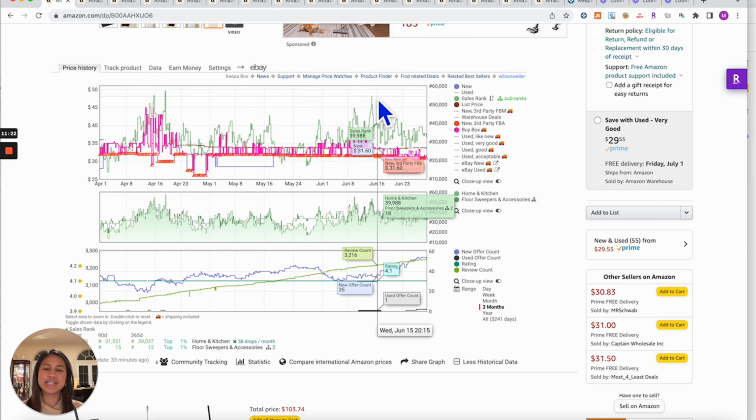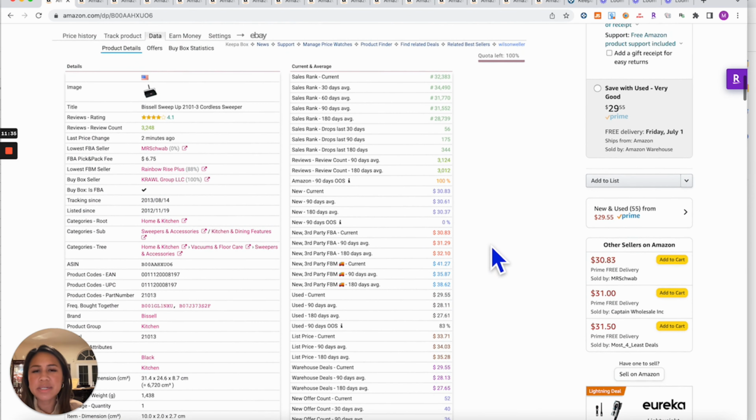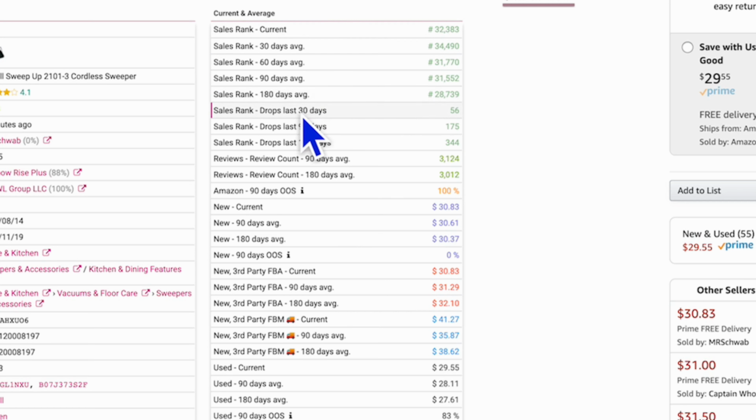Okay, so let's go back to data here. This just is going to give you all of that information that was in the graph, but just in a more list-friendly view, right? You can see the current sales rank, the 30-day sales rank, 60, 90, 180, etc. You can see those drops that I was talking about that was at the bottom part of those graphs, along with 30-day drops, 90-day drops, 180-day drops, and definitely this metric right here, you want to look at that.